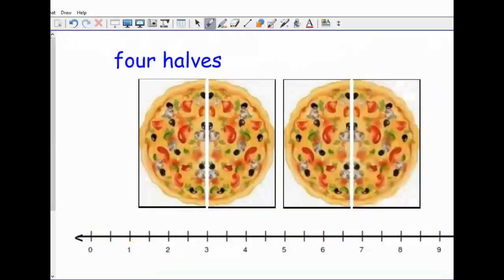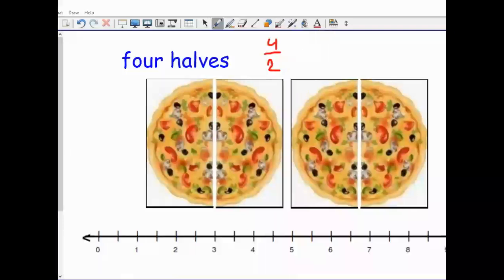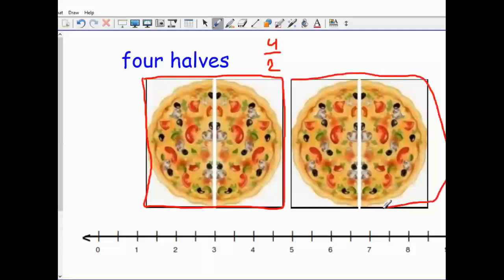Okay, now it is your turn. Can any one of you tell me 4 halves is equal to what? I have 4 halves here, okay? And I said that every 2 halves makes 1 whole. So there are 2 halves here, and together makes 1 whole. And 2 halves here, and together makes 1 whole. Okay, so 1 whole and 1 whole makes 2 wholes. So 4 halves is the same as 2.